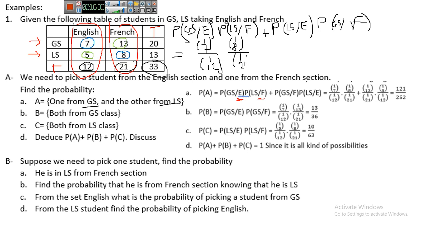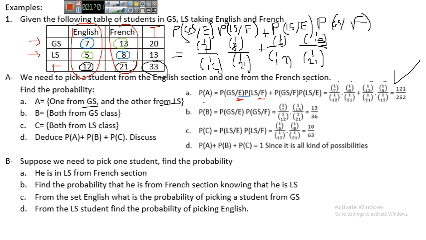And vice versa now. From the English, I want to pick the green one, LS. How many LS do I have? 1 out of 5 over 1 out of 12. And from the French, I will pick GS, 1 out of 13 over 1 out of 21. So you have this answer here.